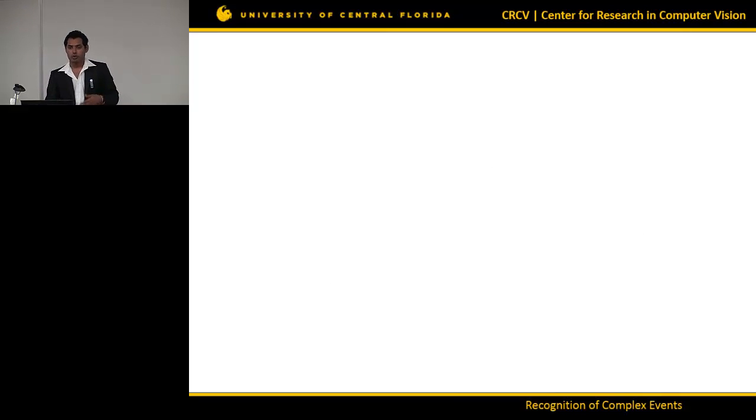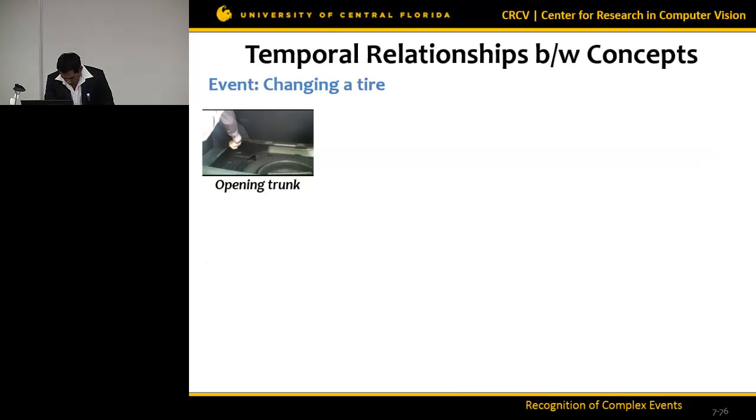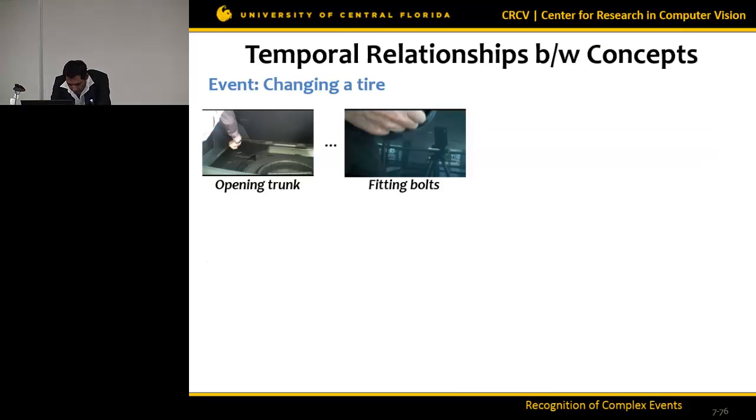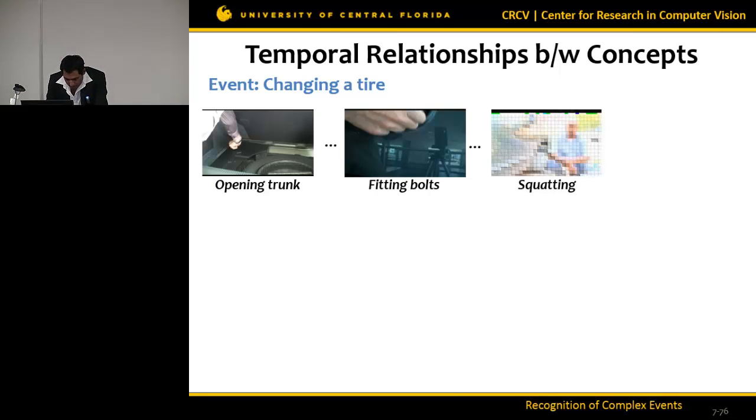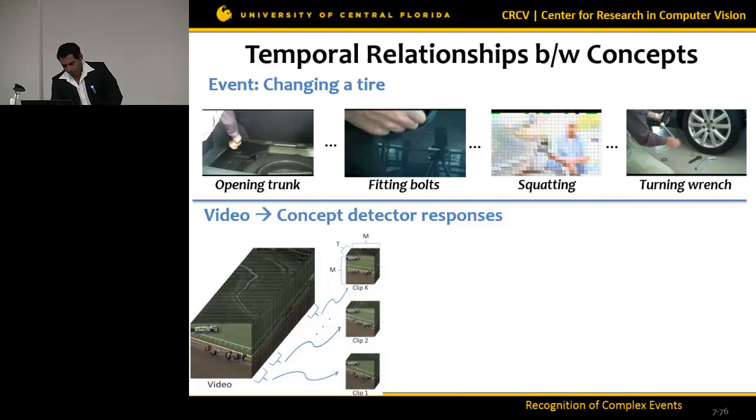Now we move on to the next part, which is the final part of our event representation. What we propose here is how to get these efficient temporal models based on this low-level underlying concept-based representation. So the idea again here is, given this high-level or complex event, changing a tire, we can observe these kind of intermediate concepts.